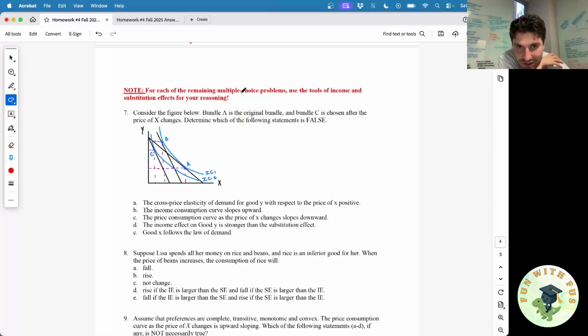It says to use the little chart, so I'll make sure to use the chart. Consider the figure below, bundle A, and so on. Determine which one is false. Remember, honestly, this is probably the biggest vocab piece. You have to remember the true or false on these problems.